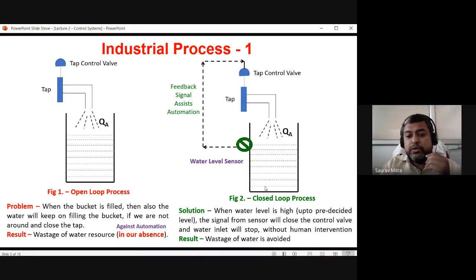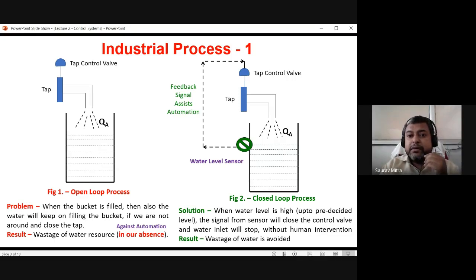That means the closed loop process is helping automation, whereas the open loop process is against automation. The closed loop process is generating a feedback path. So I'm telling you the difference. The closed loop process is generating a feedback path, so there is a feedback loop. In the open loop process, there is no feedback. So the open loop process does not know that the bucket is filled.